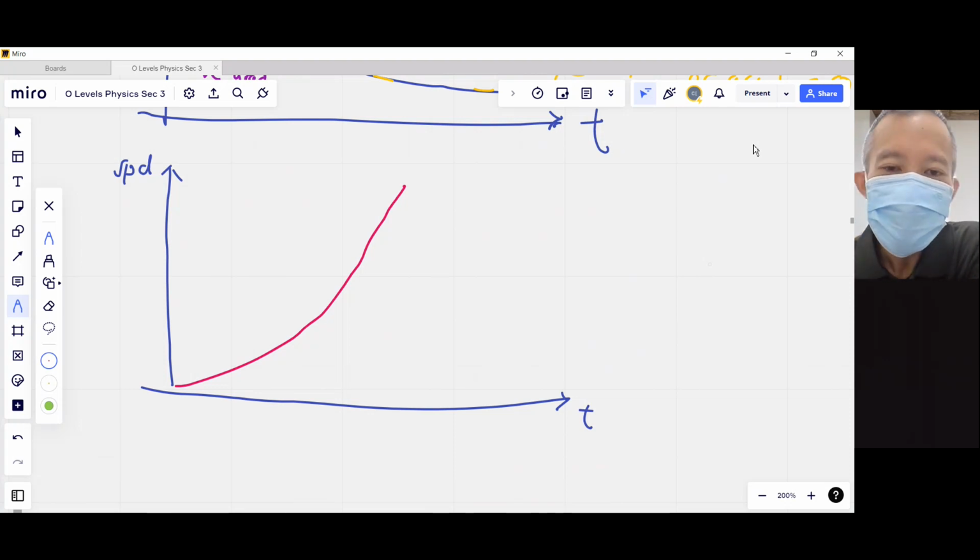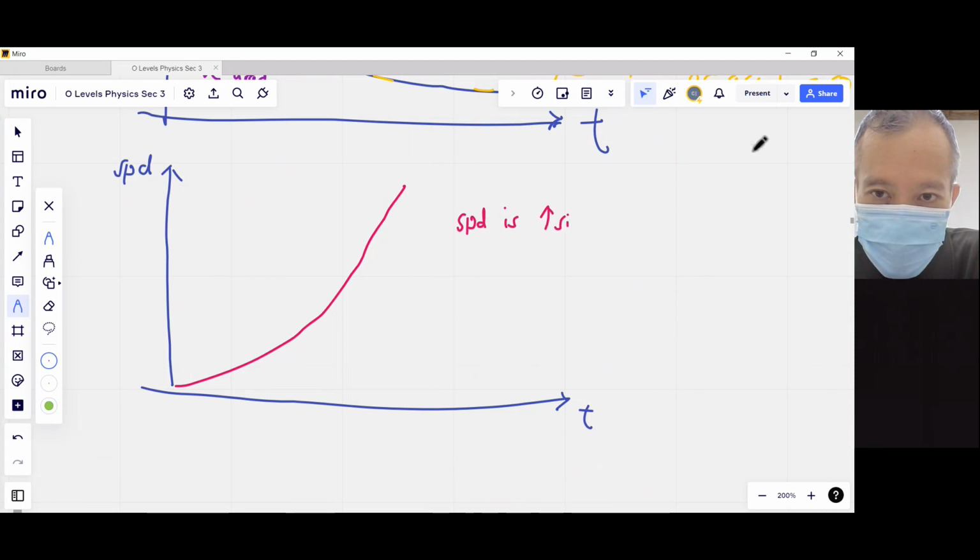Okay, Fujin, describe the movement. Chaotic. Yeah, joking. Okay, say again. It's increasing. Good. Increasing at a constant speed. Speed is not constant, not constant, because of that curve, right?